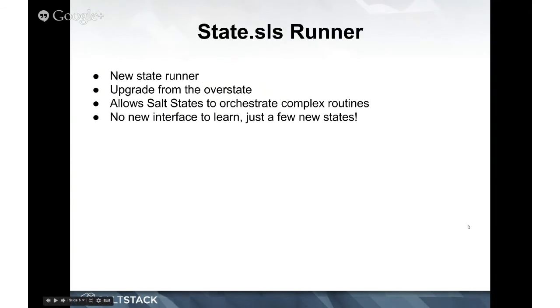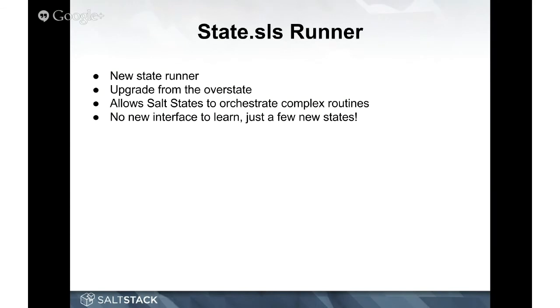Now the next thing is the State.sls Runner. This is really new, really shiny, but still a little rough around the edges. This is a new runner inside of the State Runner, which is made to really upgrade the capabilities that you have from the overstate. And so what happens with the State.sls Runner is that you're able to execute the state system on the master to call out to routines on minions, which makes it extremely easy to have the full power of SALT's state system to orchestrate large-scale deployments.